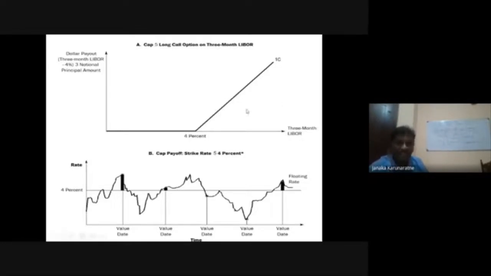So now this is a typical flow diagram of a long call option. Long means buyer. Now let's say 3 months LIBOR is at 4%. So if you enter into a LIBOR 4% option, if you buy a call option, this is how it looks.